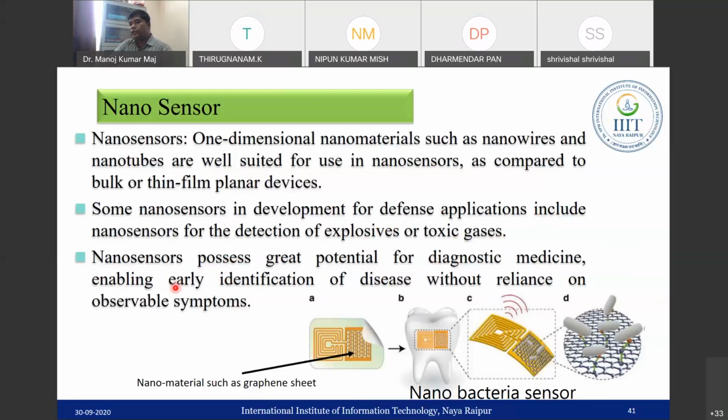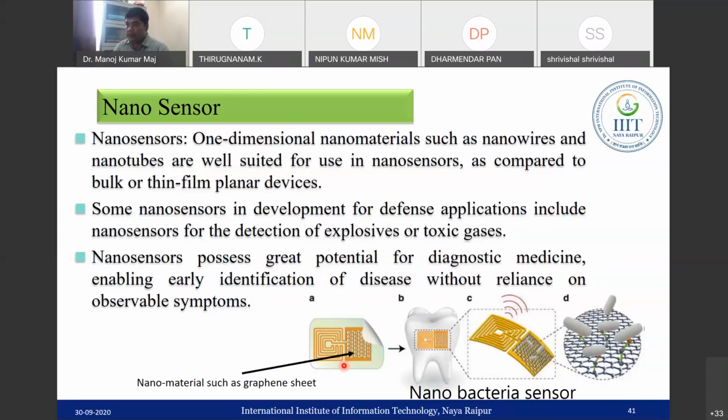And nanosensors also possess great potential for diagnostic medicine, enabling the early identification of disease without reliance on observable symptoms. Basically, this property works primarily based on the non-toxic nature of the nanomaterials, so we can easily introduce them into our human body, and they can help us to detect any kind of disease.